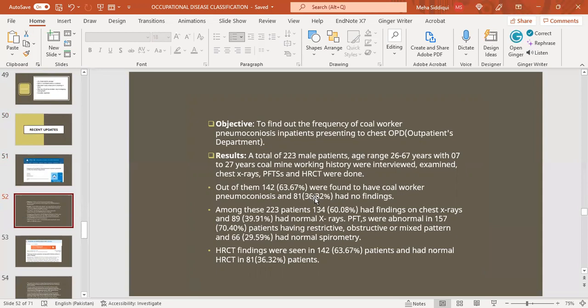The findings of this study were that a total of 223 male patients with age of 26 to 67 years, with 7 to 27 years coal mine working history, were interviewed, examined, and chest X-rays, PFTs, and HRCTs were done. Out of them, 142, that is 63.6%, were found to have coal worker pneumoconiosis, and 36.3% had no findings. Among these, 60% had findings on chest X-ray, and 39.9% had normal X-ray. PFTs were abnormal in 70% patients having restrictive, obstructive, or mixed pattern, and 66, that is 29.5%, had normal spirometry. HRCT findings were seen in 63% patients and had normal HRCT in 36% patients.